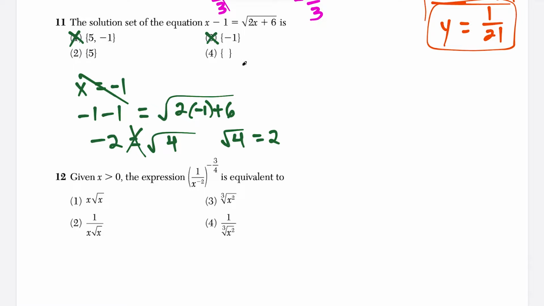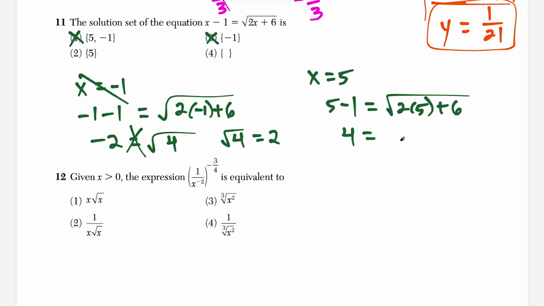So then the last thing to check is to see if x equals 5 is a solution. So we plug in, we have 5 minus 1 equals the square root of 2 times 5 plus 6. And now we have 4 equals the square root of 10 plus 6 is 16. And this is definitely true. The square root of 16 equals 4. So x equals 5 is a solution. So choice 2 is definitely our answer.